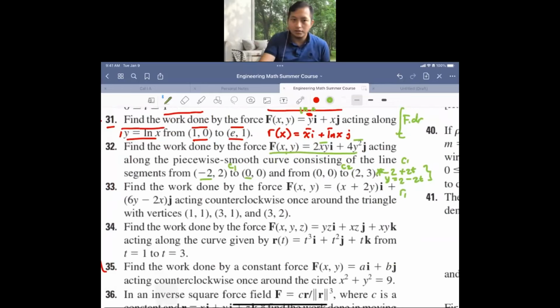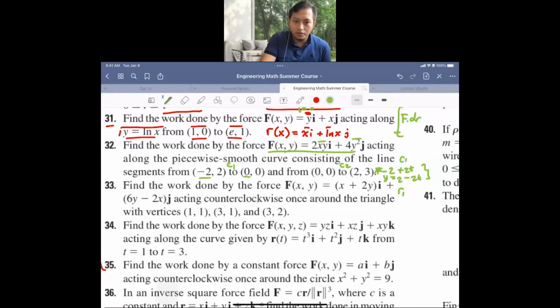Number 32. Number 33 is also the same. You have vertices, so it's like a triangle. So it means that you have three curves: C1, C2, and C3. And you can define each one with its own parameter. Since we have three curves, we can define F as three vector fields, F1, F2, F3. And then later, we take the work and add up all the F dot dr from each curve.